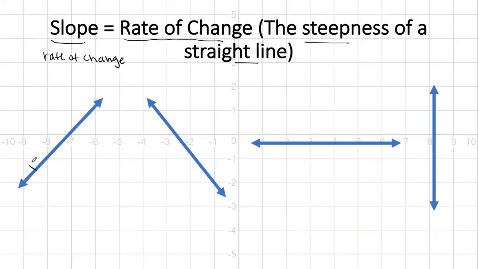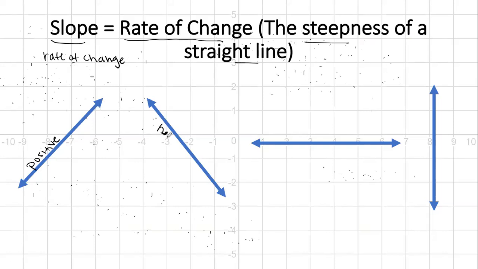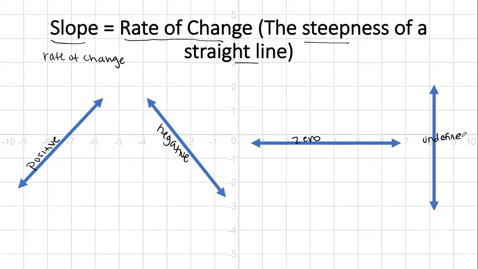So again, this one would be a positive slope. This would be a negative slope because it's going down. This is a slope of 0, and this is a slope of undefined. So you just wrote all these, so you don't need to rewrite them. The big thing is, remember that, write it down, slope and rate of change are the same thing.